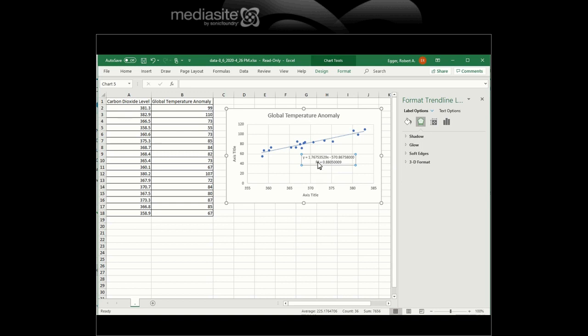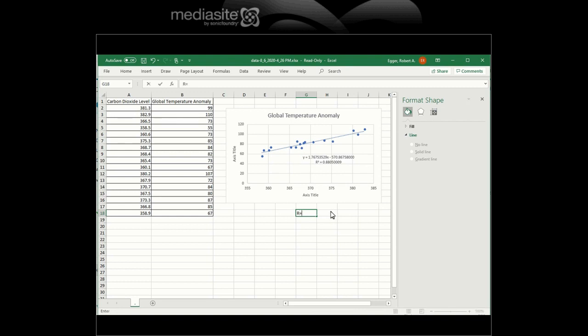R squared we'll talk about later, but what we're going to be looking for in this lesson plan is just what R is, and we'll find that by making a quick equation. And I want the square root, that's SQRT, square root of what? Square root of R squared. And that'd be 0.880500, actually 0009, close parentheses, equal. Okay.